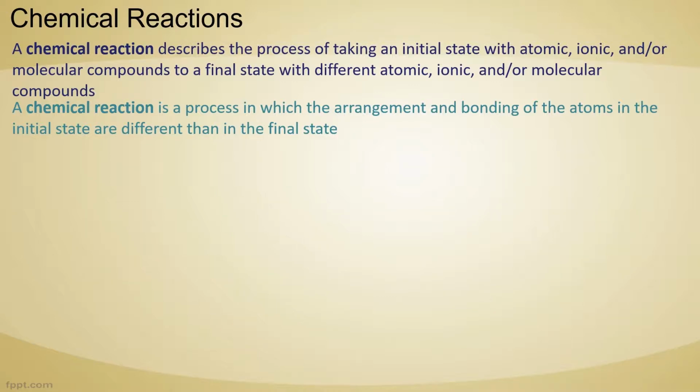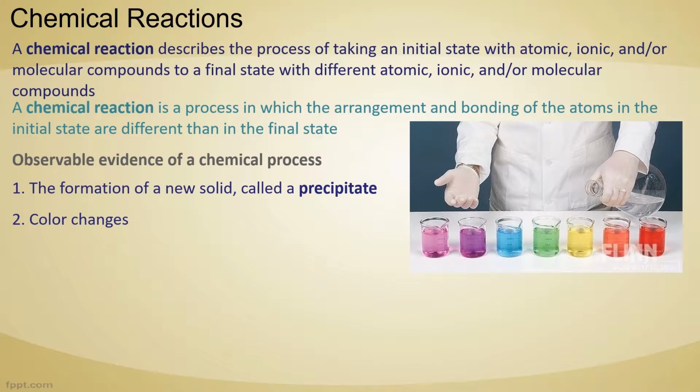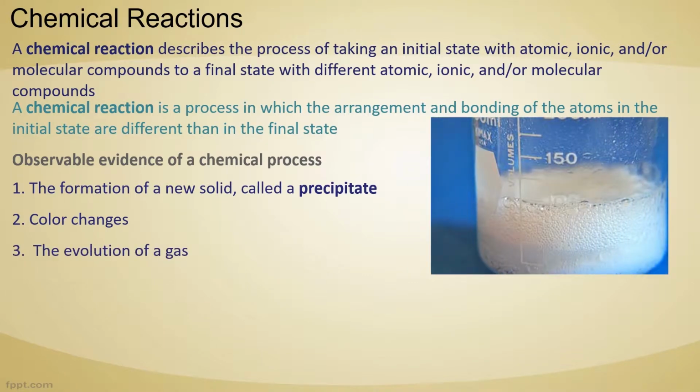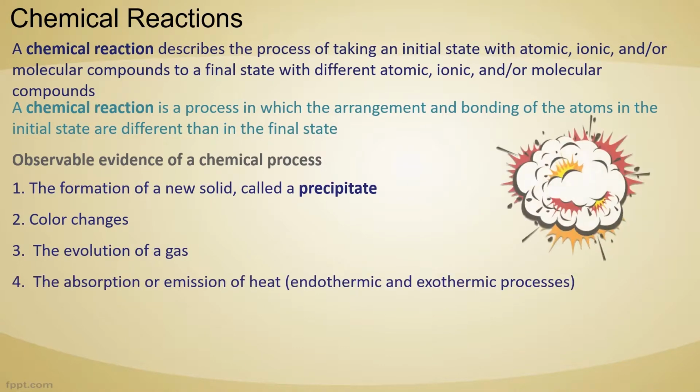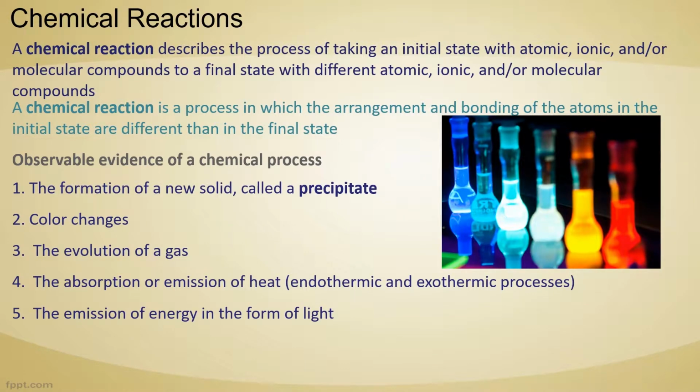Many times, when a chemical reaction has occurred, there is some observable evidence to accompany the changes when the atoms rearrange themselves into these new compounds. Sometimes you see the formation of a new solid, called a precipitate. You may see color changes or the evolution of a gas. Many times, the reaction will be accompanied by some absorption or emission of heat, endothermic and exothermic processes. And one possible change might even be the emission of energy in the form of light.